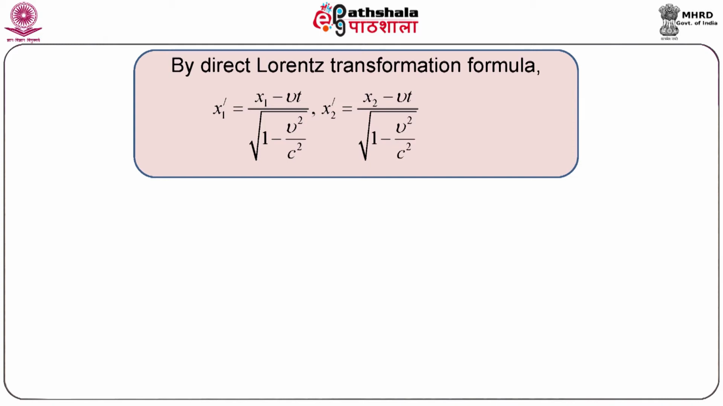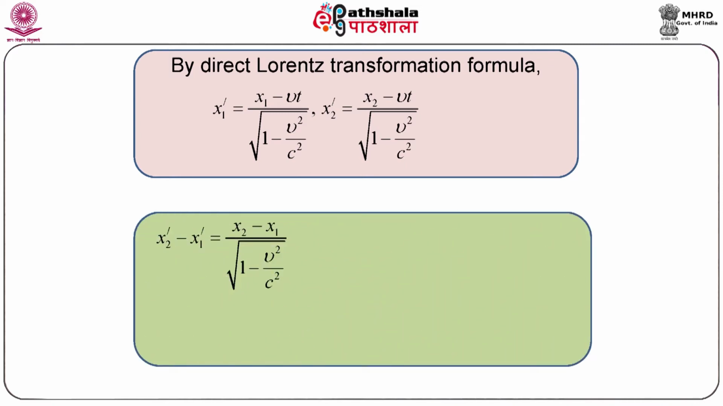In the first equation, x1 dash is connected with x1. x1 dash is the coordinate in frame S dash, while x1 is the corresponding coordinate in frame S. Similarly, the second equation connects x2 dash with x2. x2 dash is the end of the rod in frame S dash, while x2 is the corresponding coordinate in frame S. V is the velocity with which frame S dash is moving along the common x-axis with respect to fixed frame S. C is the speed of light and t is the time here.